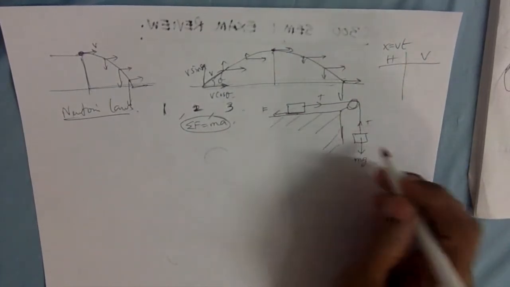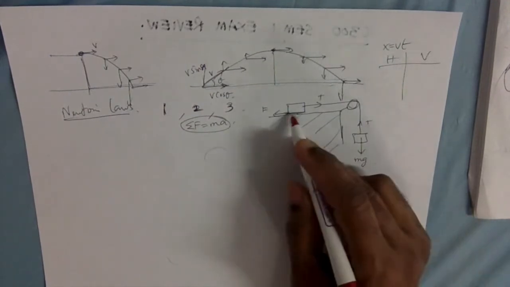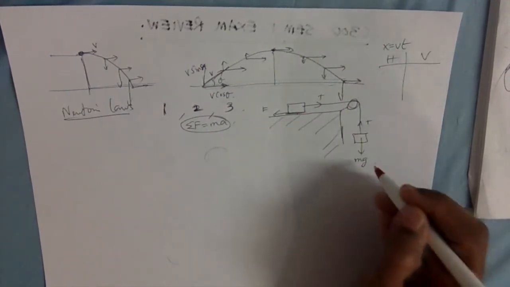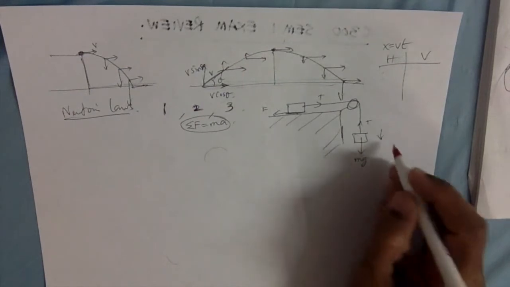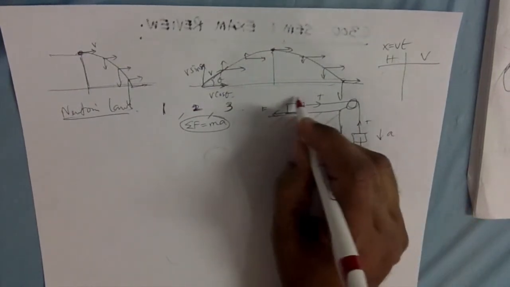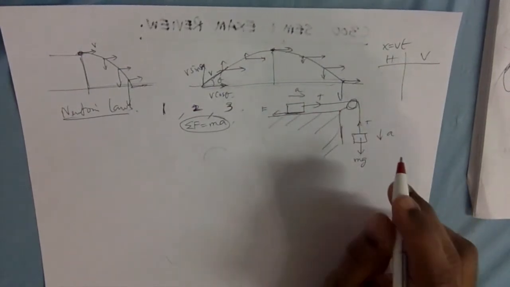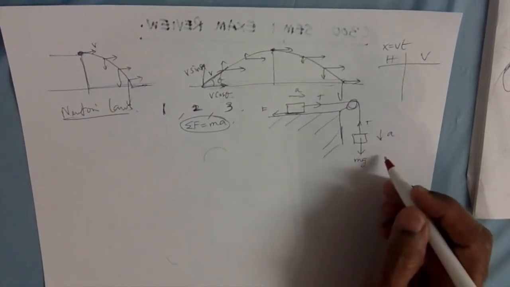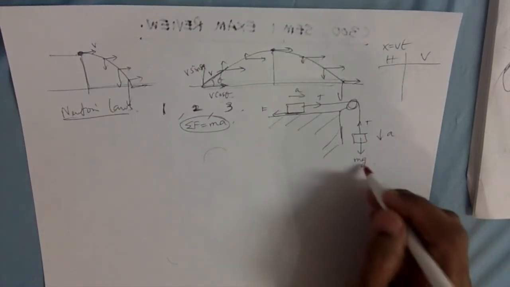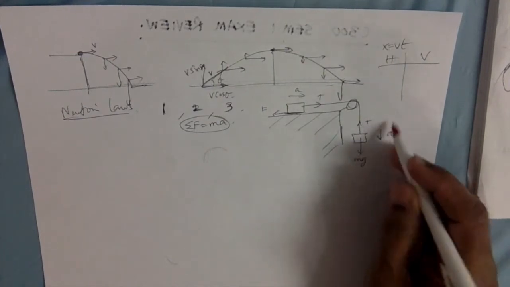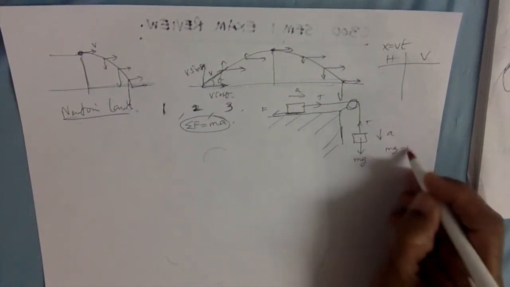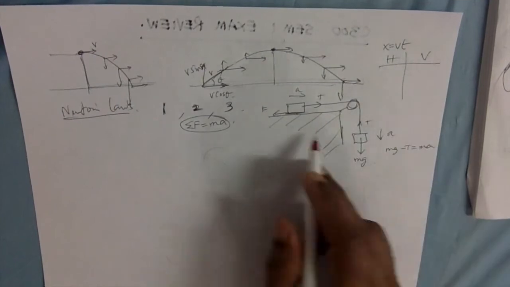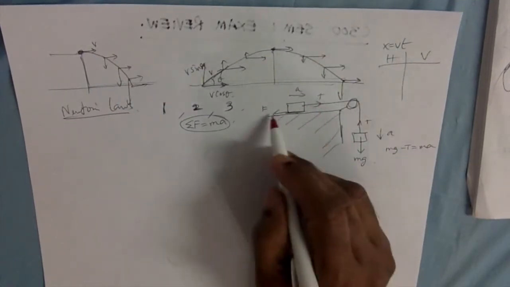And after you've drawn the forces, then you should look at this and say, okay, which way is it supposed to be moving? This way. That means it's going to accelerate in that direction. So once you decide it's going to accelerate that way, then we set up equations. mg is bigger than T. That's why it's accelerating downwards. So mg minus tension is equal to ma. And over here, we know that T should be bigger than f.